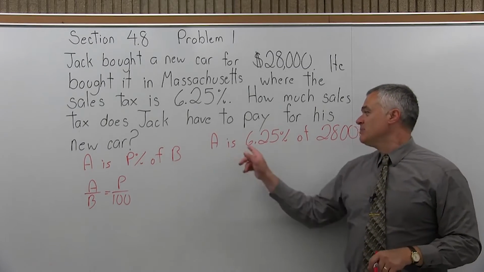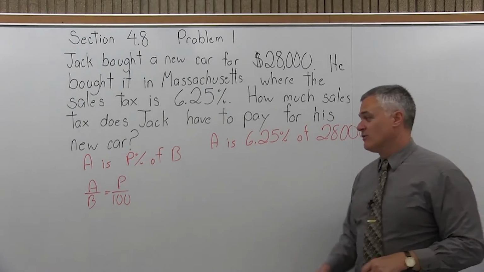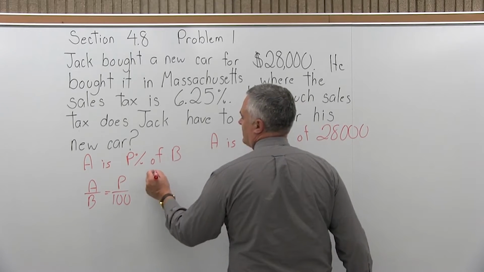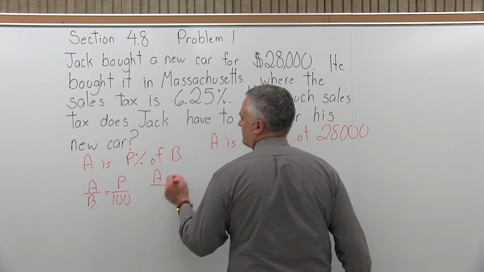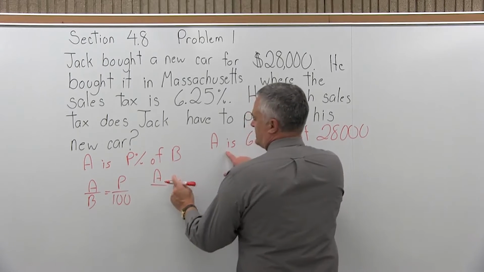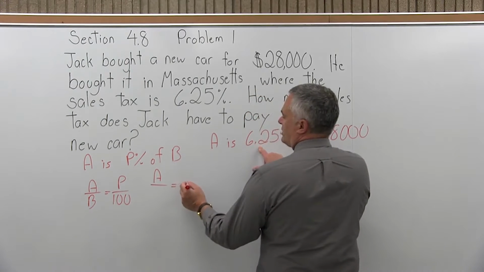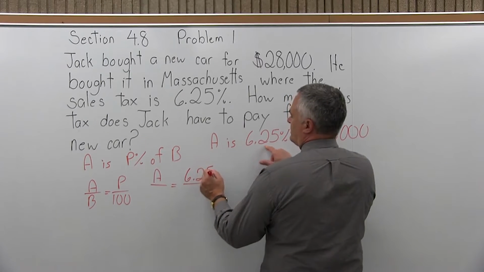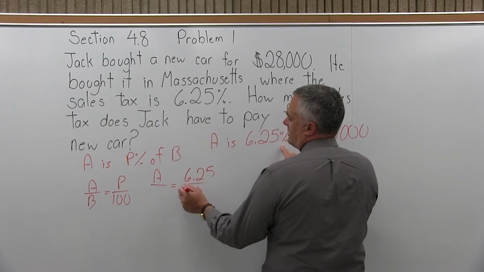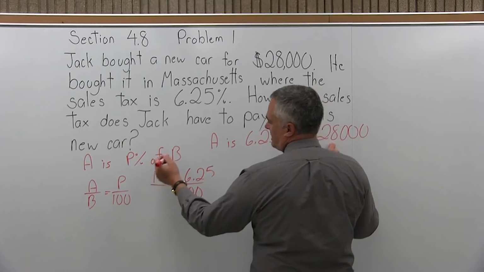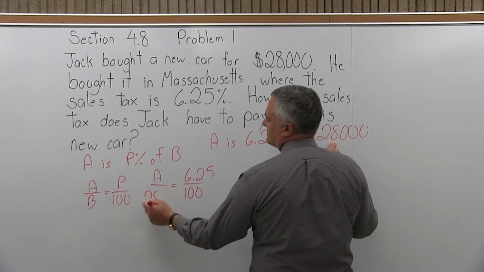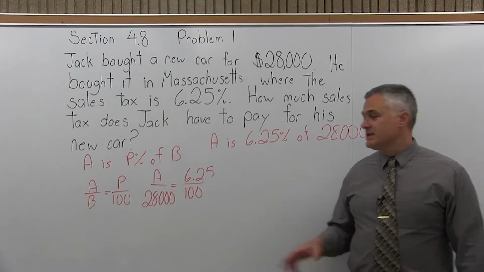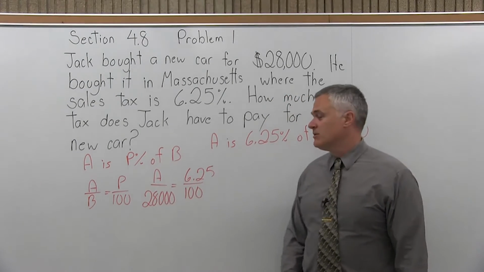So that's A is P percent of B, and now I can use that A over B equals P over 100 formula. The A is the unknown, it's the variable, so we'll leave it as a variable. The equals is the "is", 6.25 is the P, percent just is the 100, and of B, so the B is the $28,000. So that's how it fills in. I have an equation, I have one unknown, so I'll be able to figure it out.